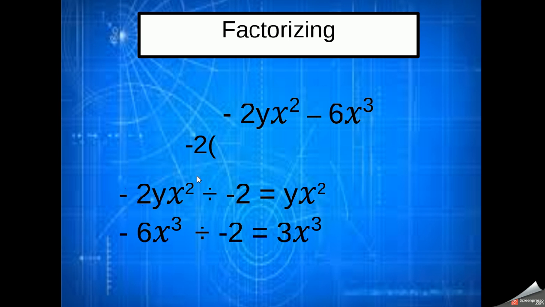Okay, so minus 2, first of all, we divide both of them by minus 2. So minus 2yx squared divided by minus 2. Well, the minus 2s will cancel out, leaving us with yx squared. Minus 6x cubed divided by minus 2. Well, minus 6 divided by minus 2 is 3. So we're left with 3x cubed. And we put that minus 2 outside the brackets.